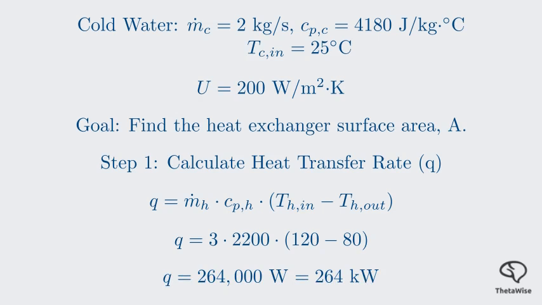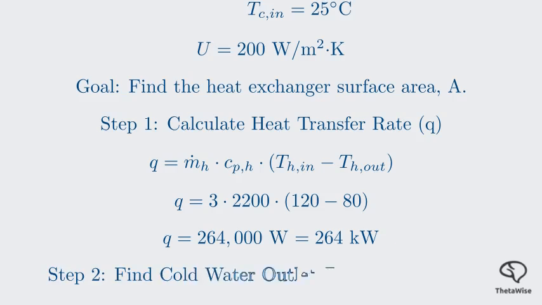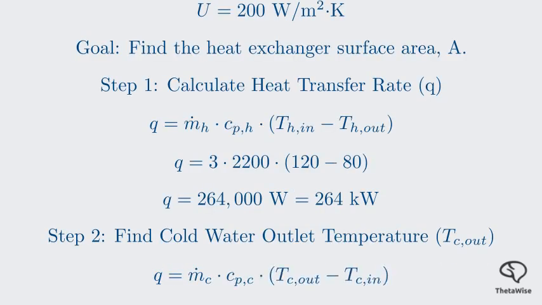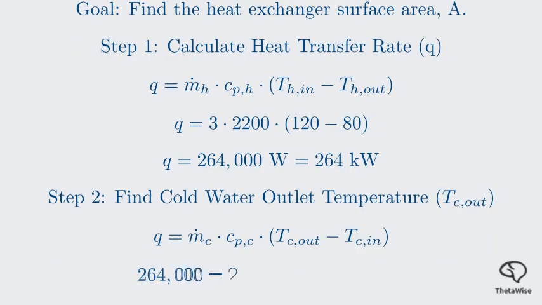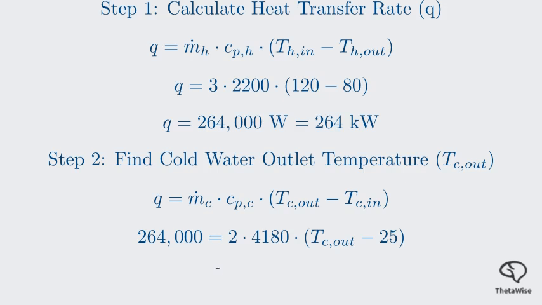Since all this heat flows into the cold water, we can use an energy balance on the water side to find its outlet temperature. We know Q is 264,000. This must equal the water's mass flow rate times its specific heat times its temperature rise, T sub C out minus 25. Solving this equation gives us a cold water outlet temperature of approximately 56.6 degrees Celsius. Now we have all 4 terminal temperatures and can proceed to calculate the LMTD.